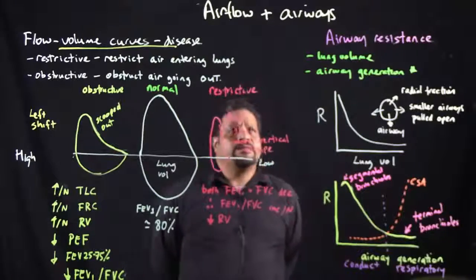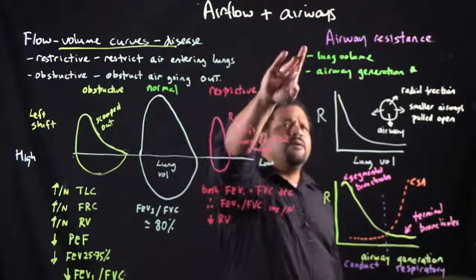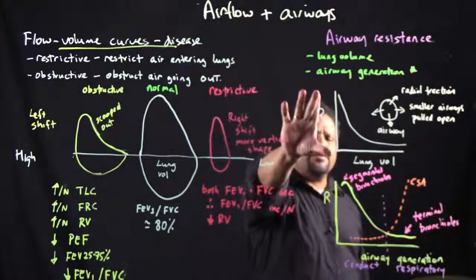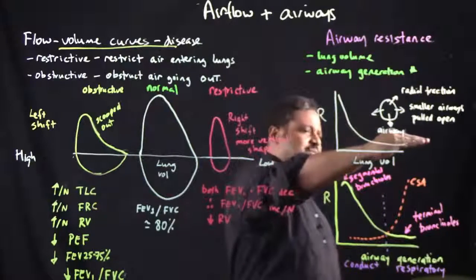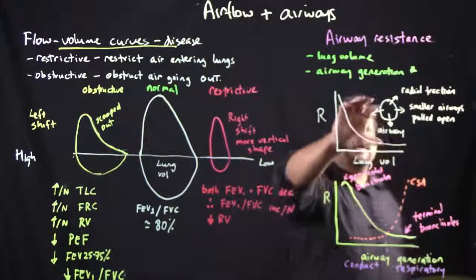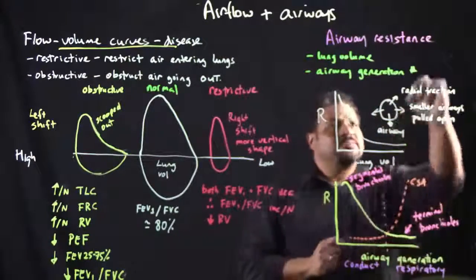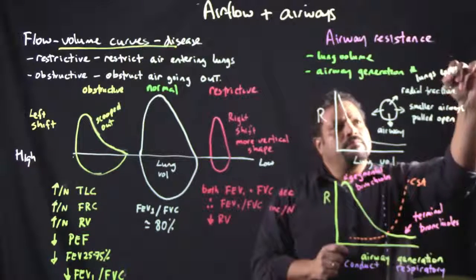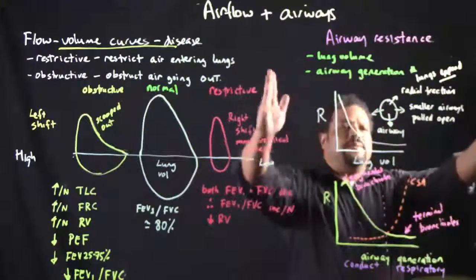So the last thing that we look at is airway resistance and how it changes with lung volume and airway generation number. In this first graph, we have resistance on the Y and lung volume on the X, and you can see a dramatic decrease of resistance as you increase the lung volume. What happens there is the airways are pulled open by radial traction. So as lungs expand, you have an increase in radial traction, and basically those smaller airways are pulled open.